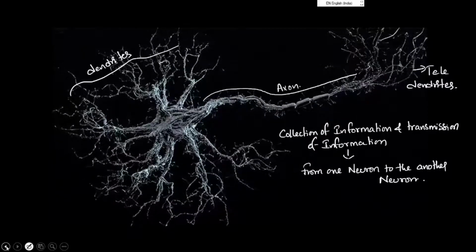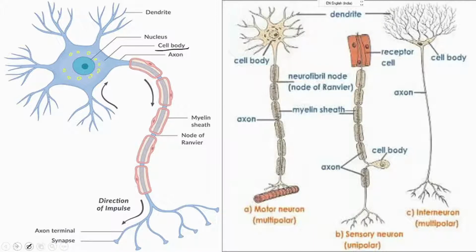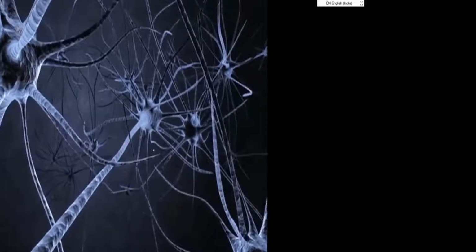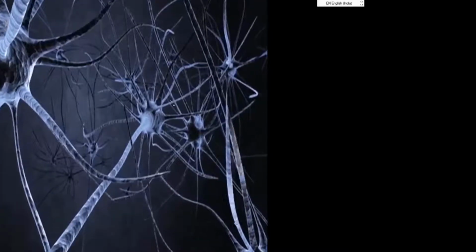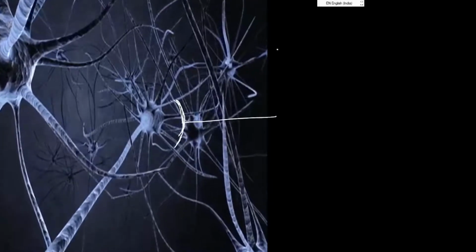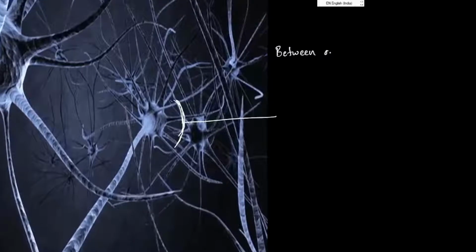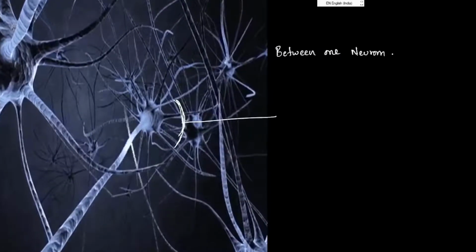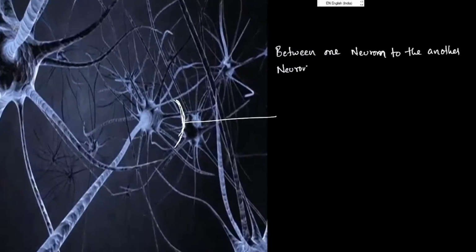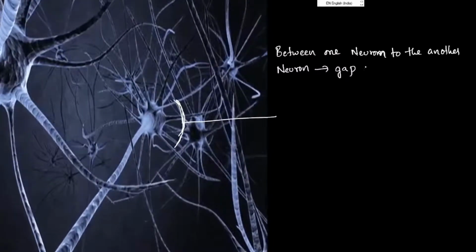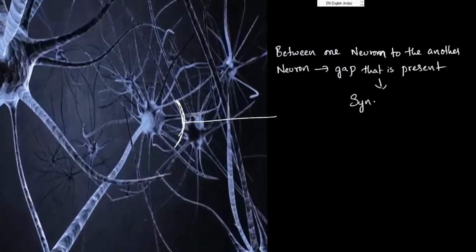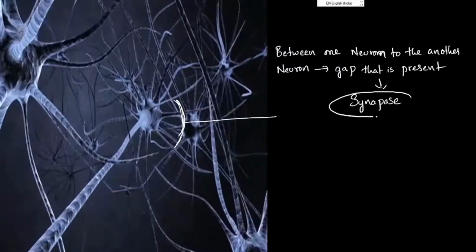Okay, now, what are the other parts of this neuron? We have to check it out. Okay, students, see this. Between one neuron and the other neuron there is a gap. See this gap. Are you able to identify this gap? I will write here, between one neuron to another neuron, the gap that is present is known as synapse, students.